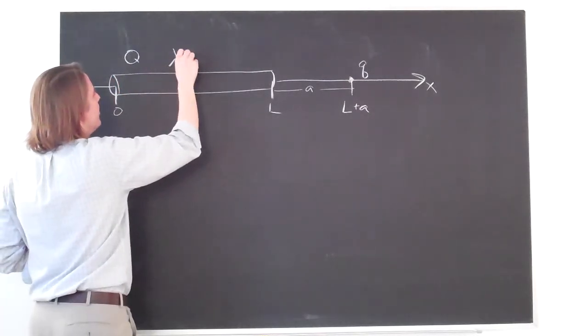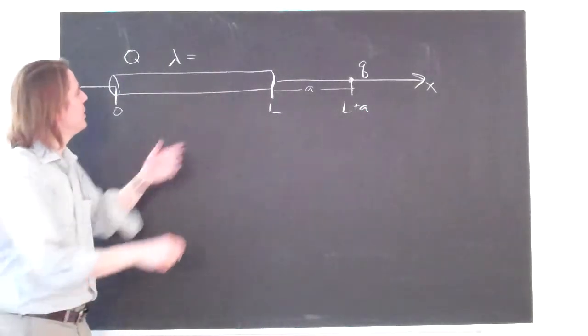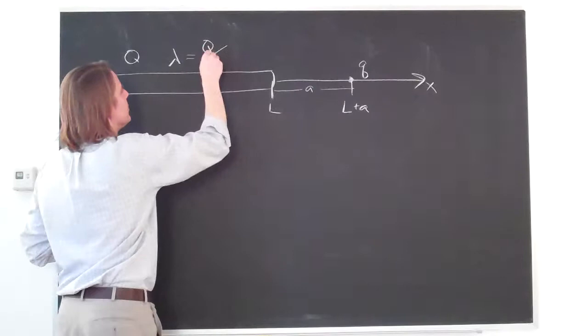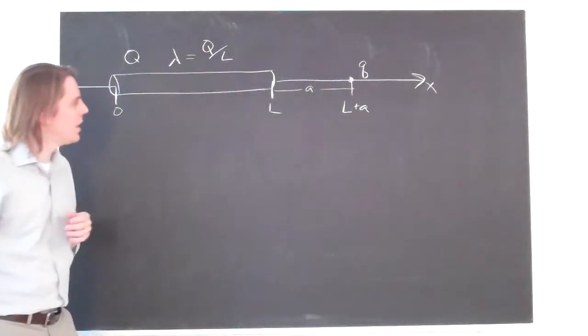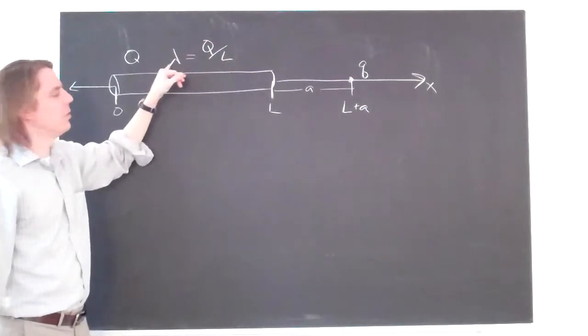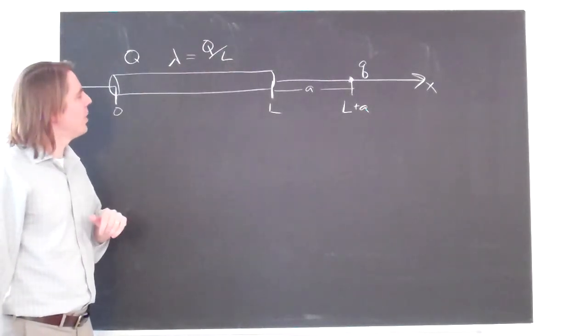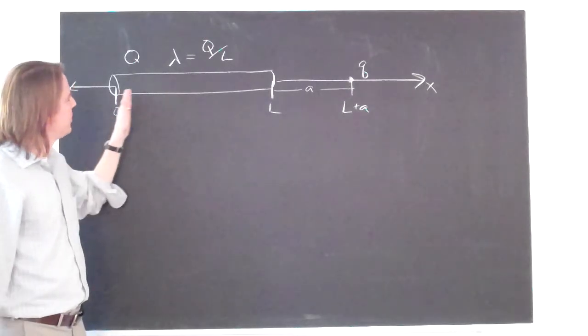In this case it's lambda. Lambda is the linear charge density, charge per unit length. So lambda, in this case, is Q over L. When we do these problems, we usually don't worry about Q and L to start, we just call it lambda. Okay? Now the way we would calculate the force, since we have this continuously charged rod, is to think of just a little piece of it, like this.